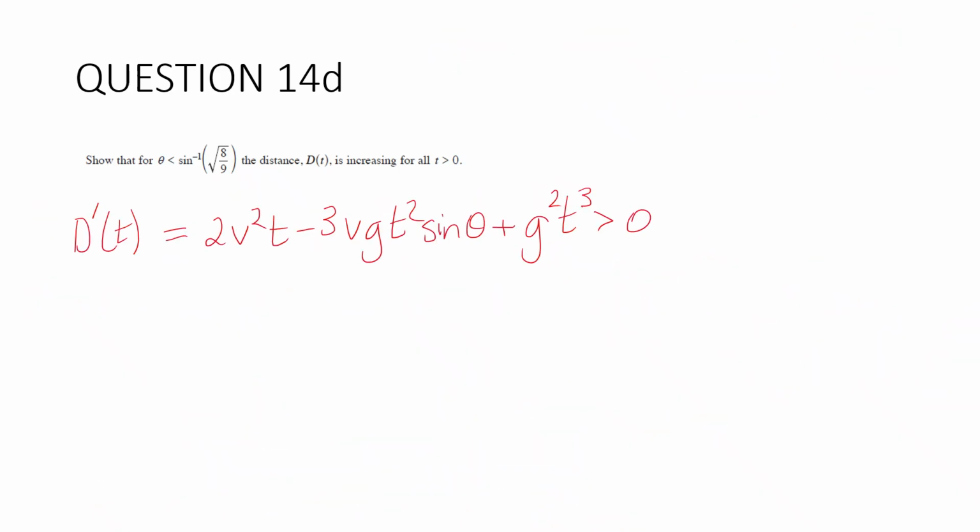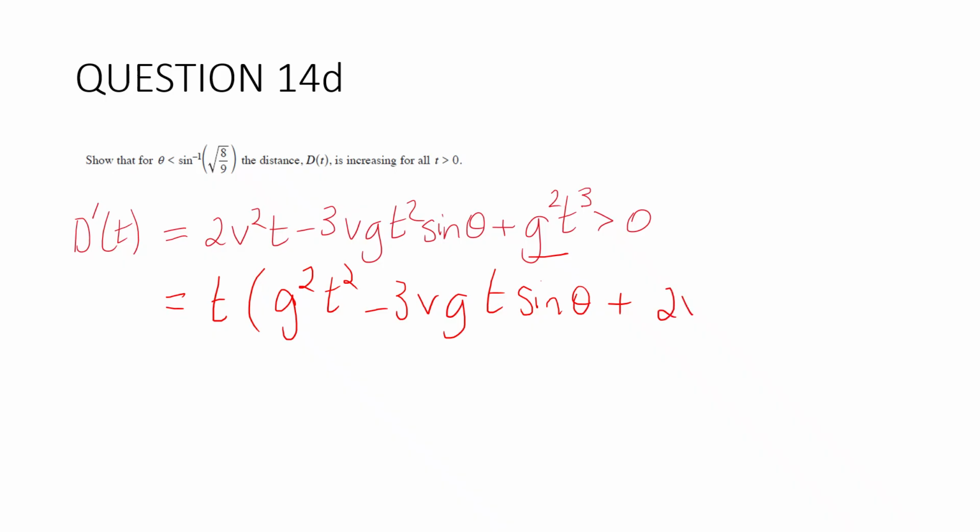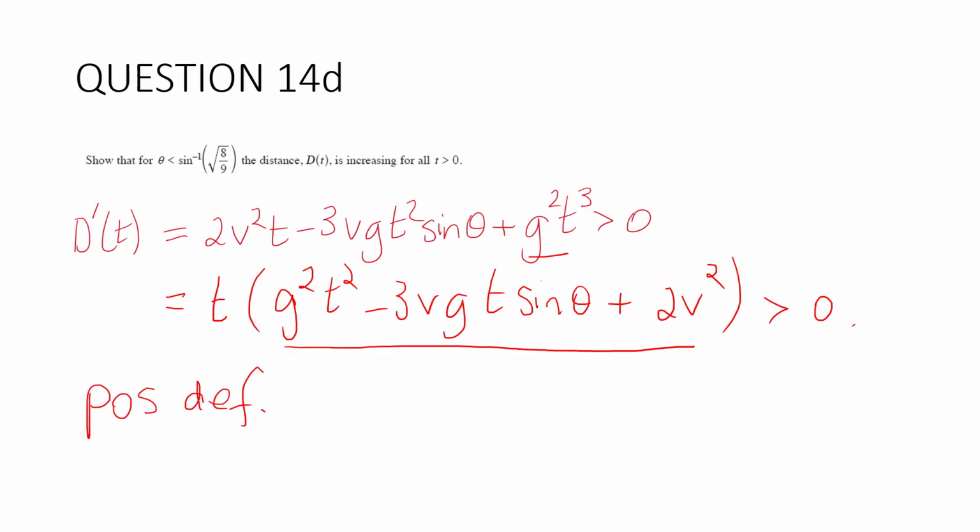We have a cubic here, but we can easily factorise a t out. I'm going to turn this around and make this term first: g squared t squared minus 3vg t sin theta plus 2v squared. Now here's a parabola in here. If we want a parabola to be always greater than 0, then we need it to be positive definite. It's going to be positive definite providing the coefficient of t squared is greater than 0, which it is, and the discriminant has to be less than 0.